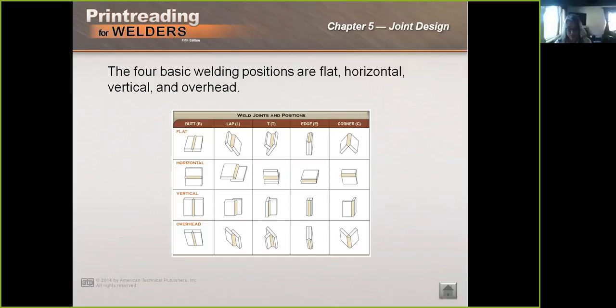But some large parts cannot be moved and positioned for flat welding, and they have to be welded in positions that are not as advantageous, and we just have to take that into account.